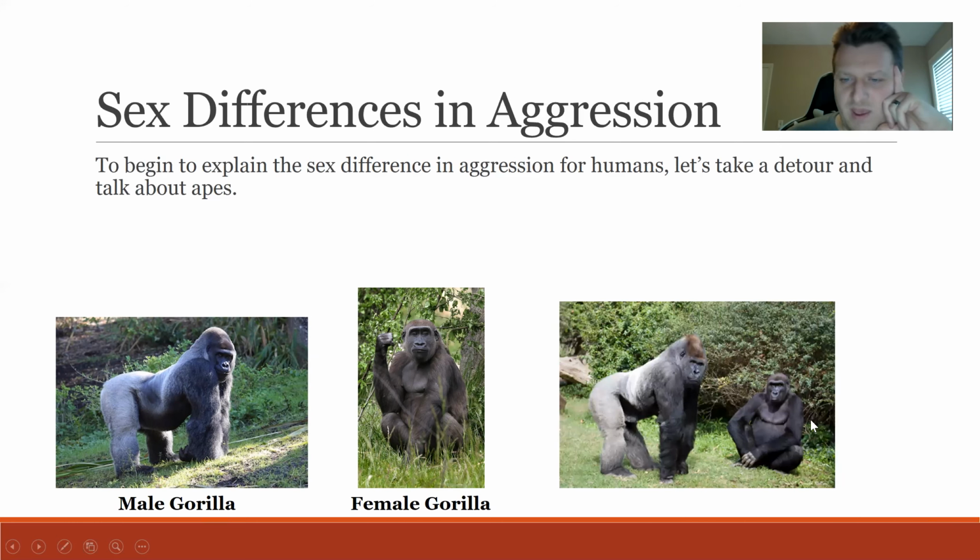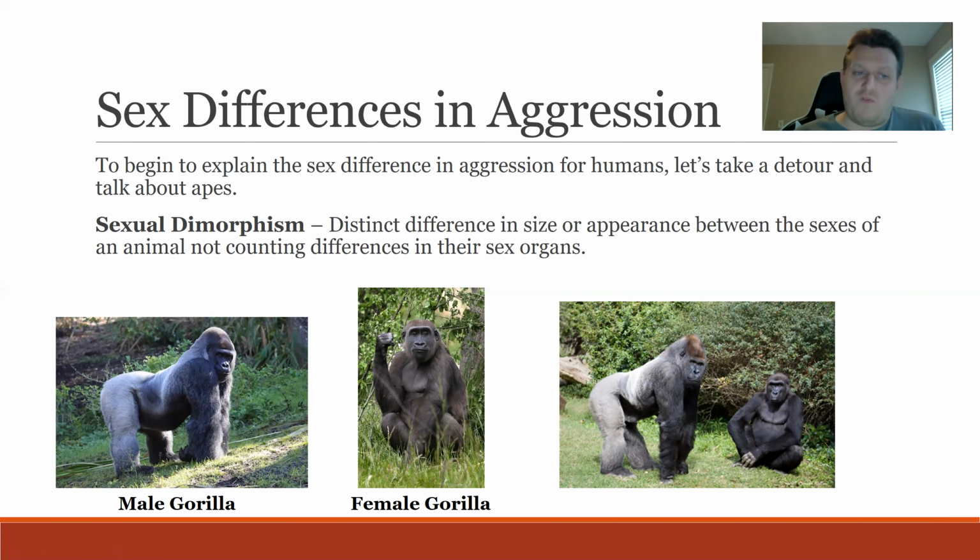All right, here we've got a comparison of the two. This difference is known as sexual dimorphism. Sexual dimorphism is the amount of difference in appearance, particularly size, between the males and females of a species, not counting their sex organs. Obviously, their sex organs are going to be different. But here we're looking at the size. Male gorillas weigh about 4 times as much as female gorillas, something like that. They weigh a whole lot more. They're very, very powerful.